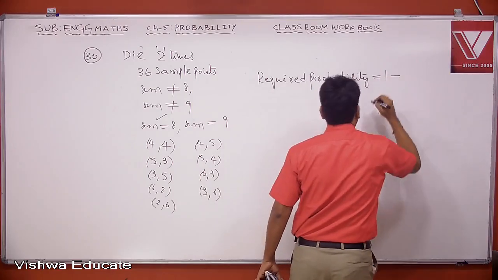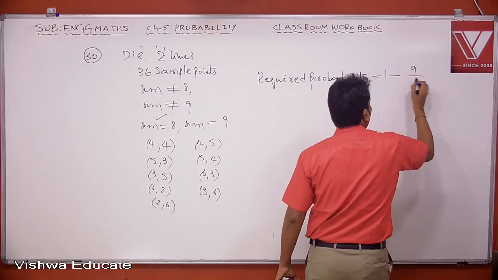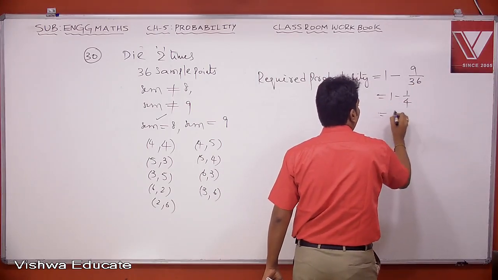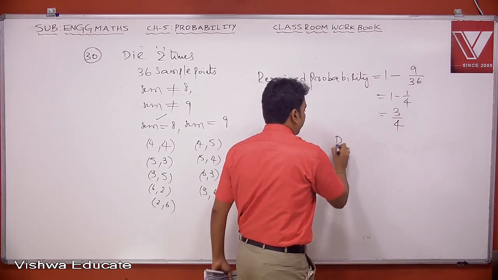1 minus of. So here how many sample points? 9 sample points. 9 out of 36. So this is 1 minus 1 by 4. Therefore this is 3 by 4. So the answer is D.